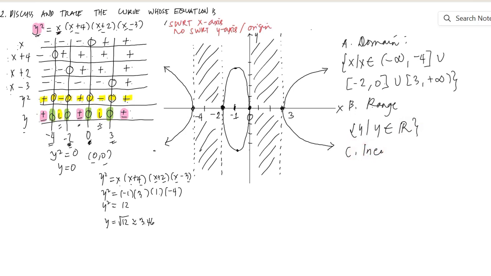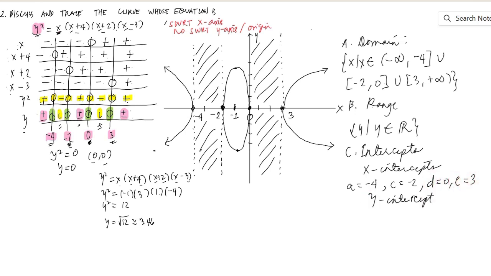For the intercepts, we have for the x-intercept negative 4, negative 2, 0, and positive 3. While for the y-intercept, we have at 0 also. So our b is equal to 0.